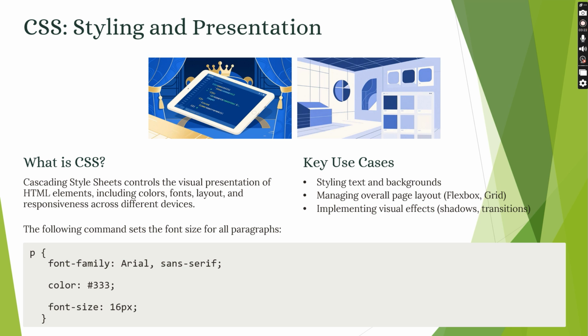Then see the CSS properties for paragraph. Here P stands for paragraph. There are three CSS properties for paragraph: font family, color, and font size. Here I have used Arial and sans serif for font family. For color, I have used a hexadecimal code, that is #333. For font size, I have used 16 pixel font size.